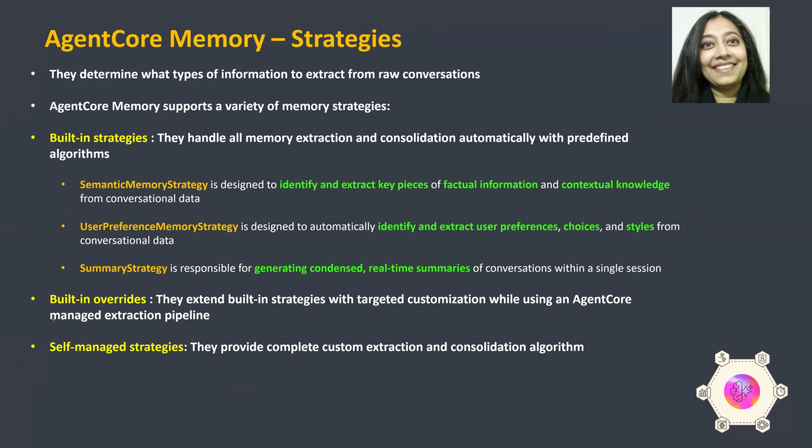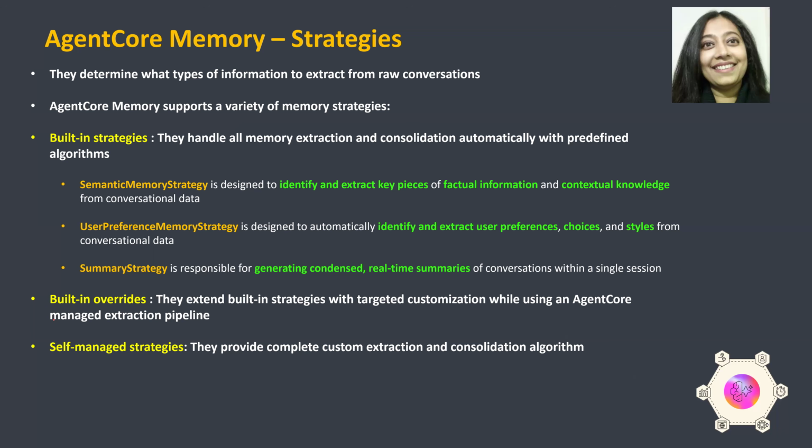Then we have memory strategies. As we were discussing earlier, these are different strategies that determine what type of information needs to be extracted from these different raw conversations. And hence, they are a whole bunch of configurable rules. There's a certain amount of algorithm that does this extraction. Now, let us look at what are different types of memory strategies that we have.